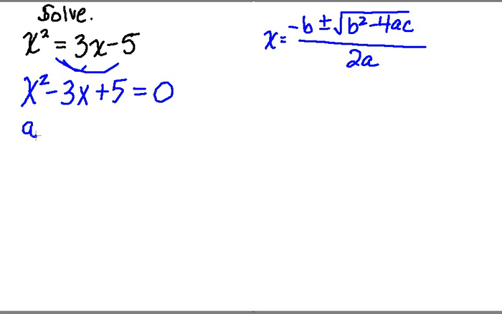In this case, my a is 1. That's the coefficient out in front of x squared. My b is negative 3. That's the coefficient in front of x. And my c is a positive 5.